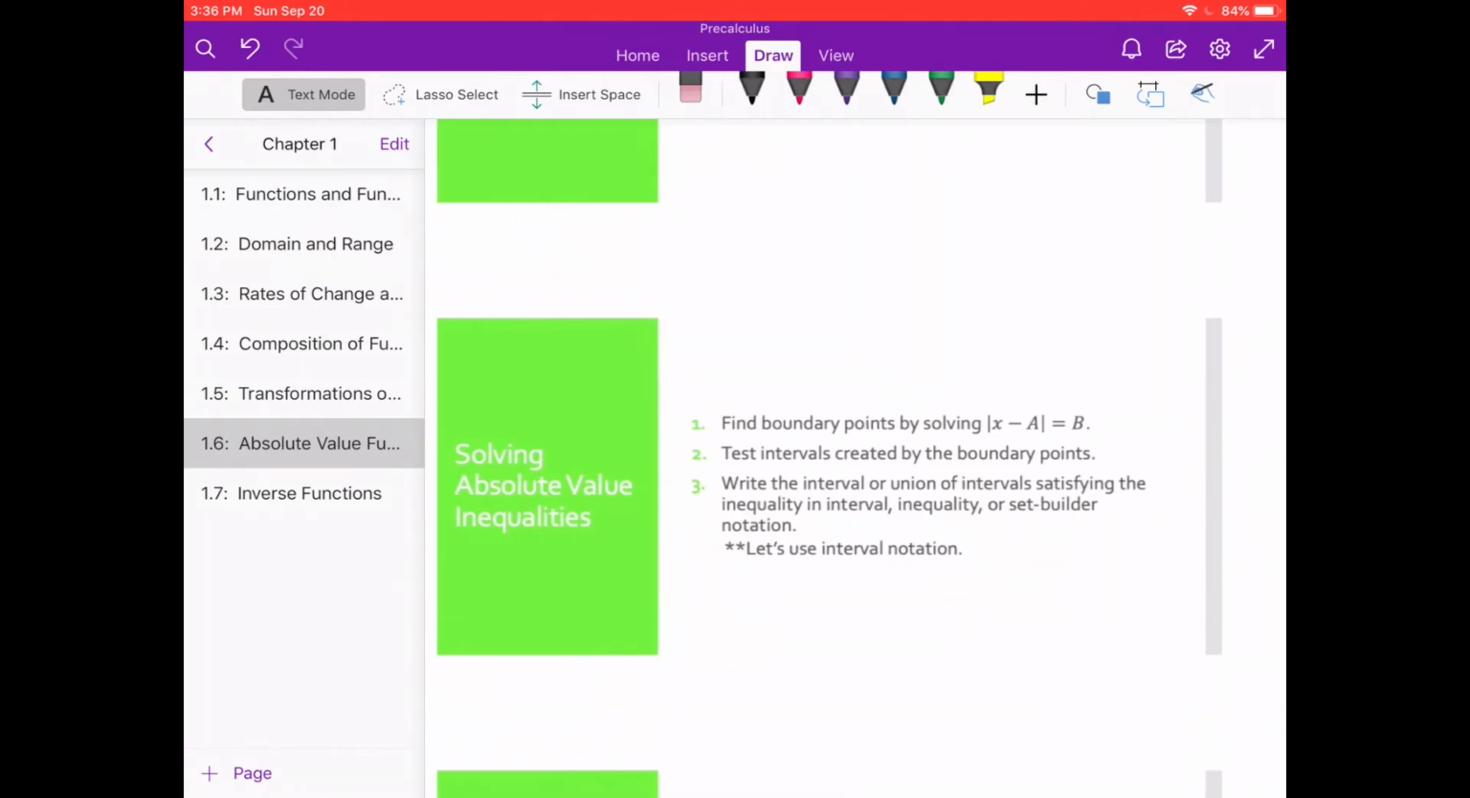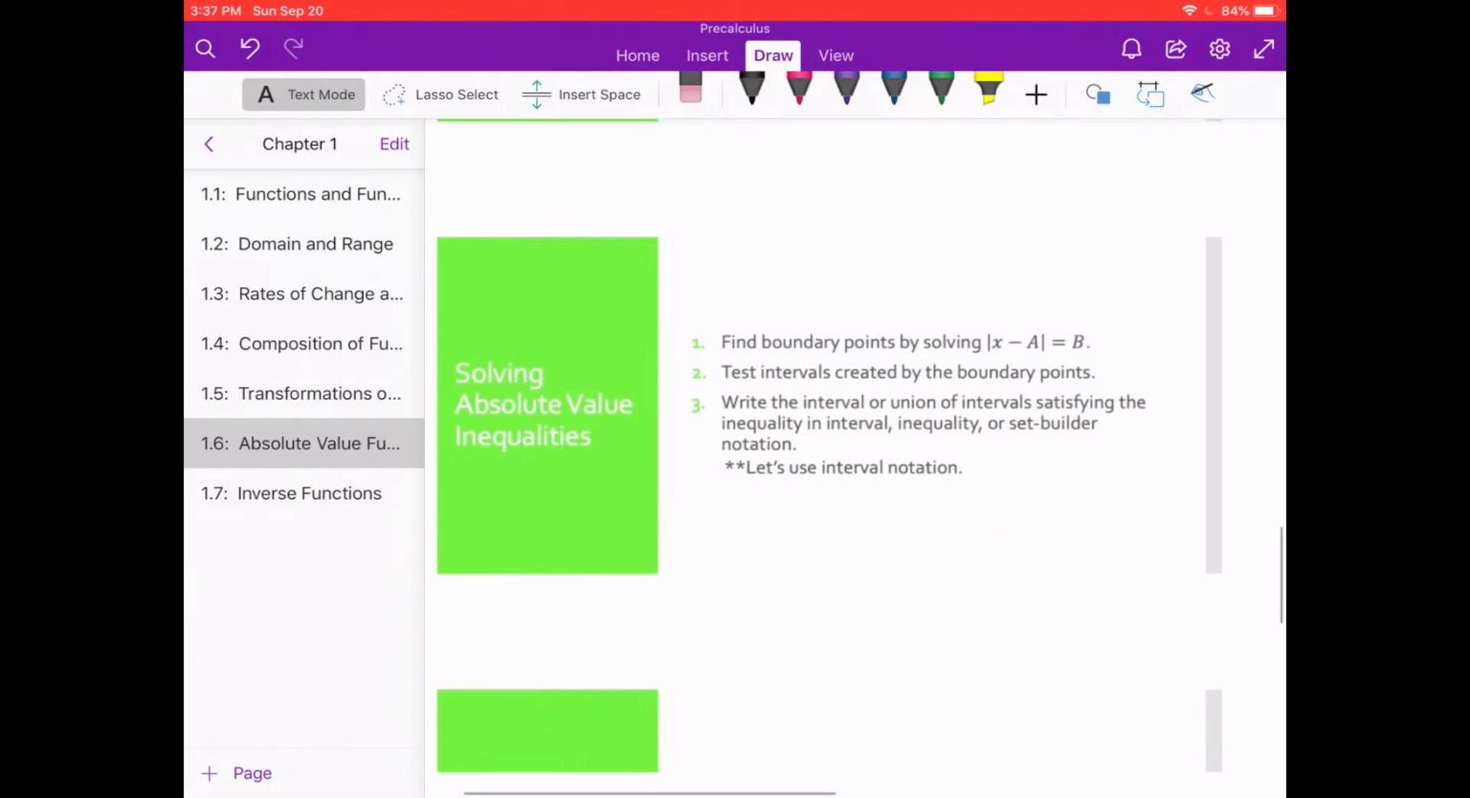Solving absolute value inequalities. So find the boundary points by doing exactly what we just did. You're going to change the inequality symbol to an equals symbol to find that, and then you're going to test intervals created by the boundary points. So test to the left of both of them, in between them, and to the right of both of them. And we are going to write the interval or union of intervals satisfying the inequality in interval, inequality, or set builder notation. But for our purposes, we are going to use interval notation.